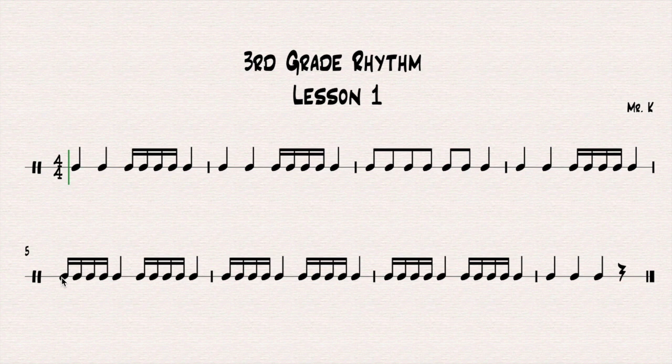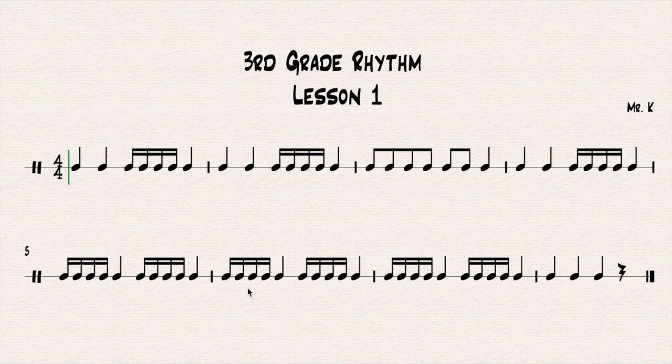This first measure has 1E and a 2, then 3E and a 4. And if you're looking closely, which you probably already noticed, the first measure, the second measure, and the third measure are all the same. Nice pattern there, right? So let's practice that first measure. Ready? Count. 1E and a 2, 3E and a 4. Nice. Let's do that again. 1E and a 2, 3E and a 4.